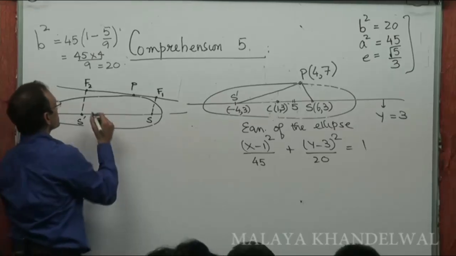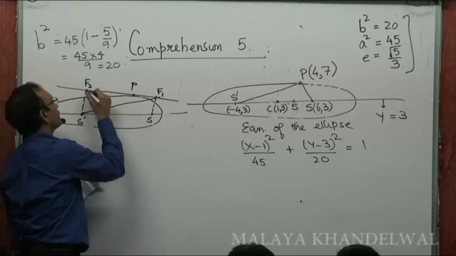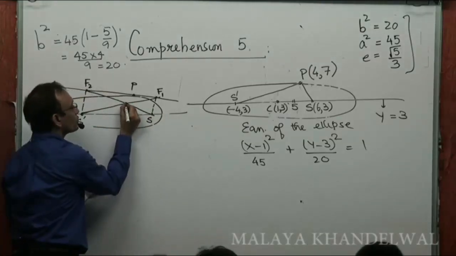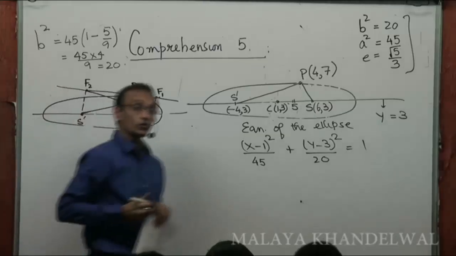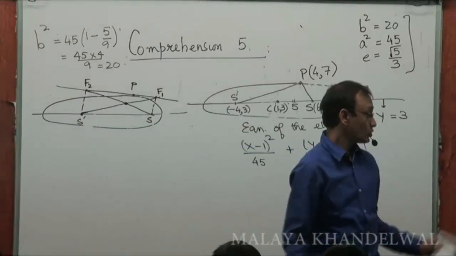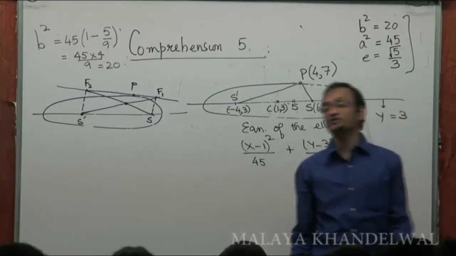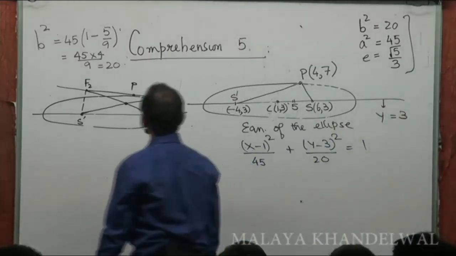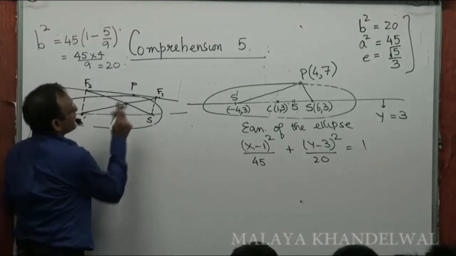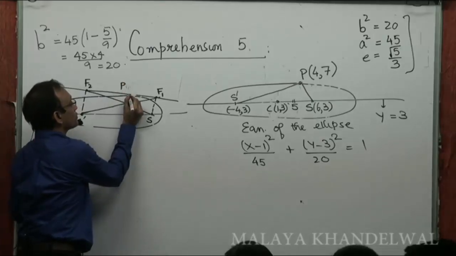What we need to do is, I join S prime to F1, I join S to F2. I want to find the coordinates of this point. This actually will bring me to a very important property of the ellipse. My claim is, and then I'll justify that, it's a property you might have just forgotten.